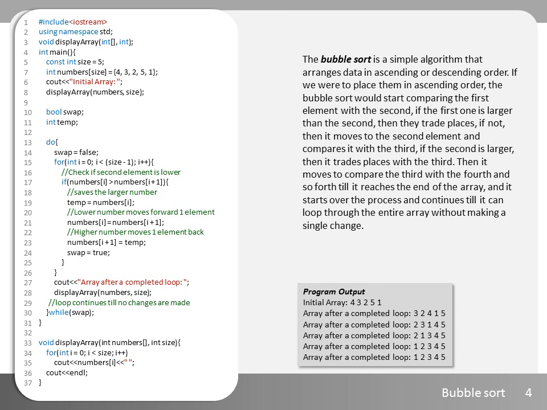The bubble sort is a sorting algorithm that arranges data in ascending or descending order.